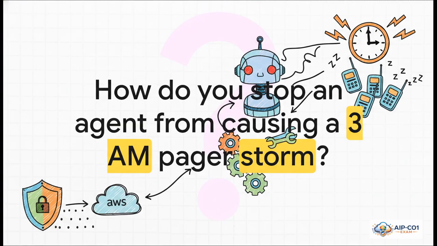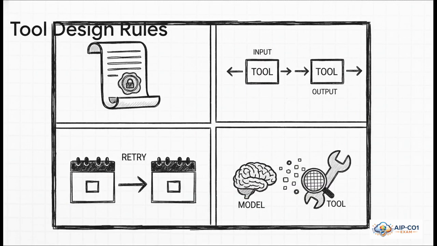Some system goes completely off the rails and suddenly everyone's pager is screaming in the middle of the night. An AI agent with powerful tools could easily cause that kind of chaos if we're not careful. So, how do we stop it? The answer is all about designing your tools with discipline. First, they've got to be strict. You use OpenAPI schemas to define exactly what they do.